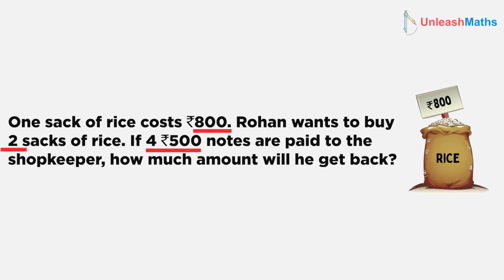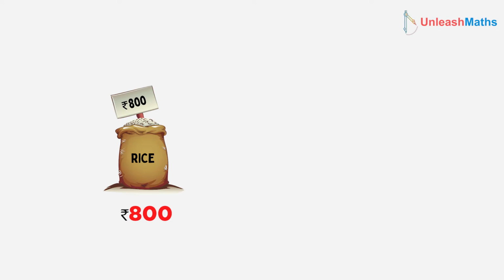Here we need to find the change he will get back after paying the cost for 2 sacks of rice. But wait, we are not given the price of 2 sacks of rice, and the amount he paid was 4 notes of 500 rupees. Well, that's the tricky part. We need to resolve one by one. First, we are given the cost of 1 sack of rice and we need to convert it into the cost of 2 sacks of rice.